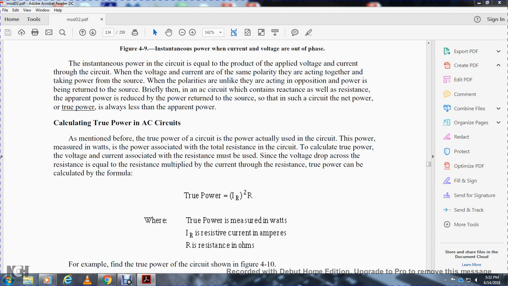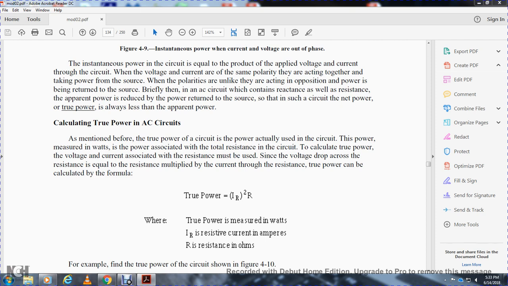As mentioned before, the true power in a circuit is the power actually used in the circuit, measured in watts, and is associated with the total resistance in the circuit. To calculate the true power, the voltage and current associated with the resistance must be used, since the voltage drop across the resistance is equal to the resistance multiplied by the current. True power can be calculated by the formula.